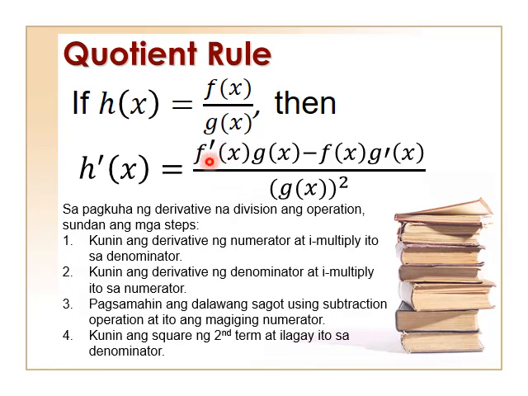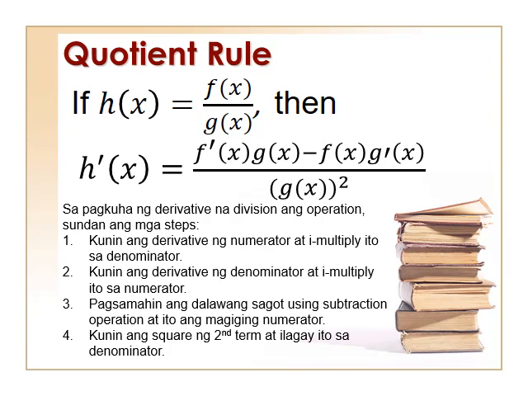Kukunin muna natin yung derivative ng numerator. Okay, so ito yung numerator, and then i-multiply natin to sa denominator. Then magma-minus tayo dun sa product ng derivative ng denominator times yung numerator, divided by the square of the denominator. Yan. So, medyo madugo siya, pero kaya naman to. Gagawin lang natin is a step-by-step process.